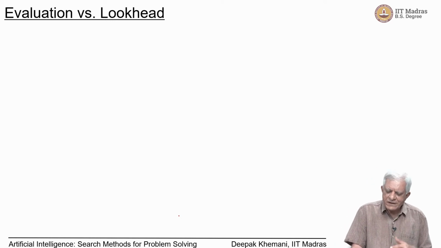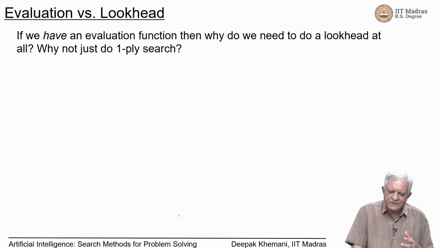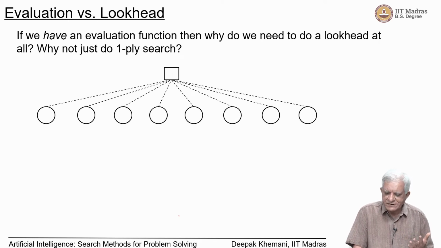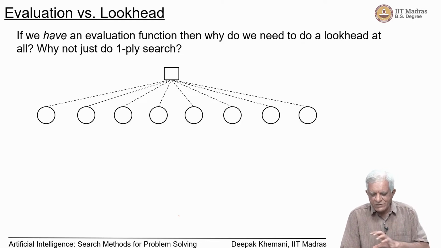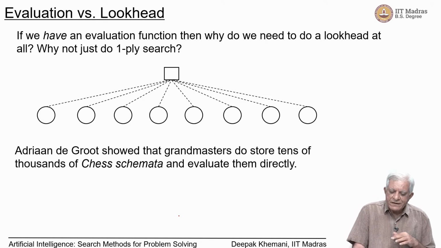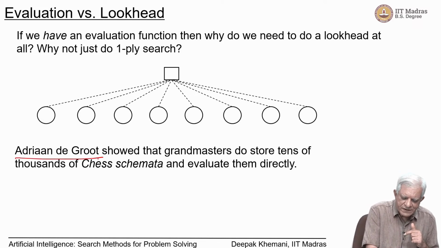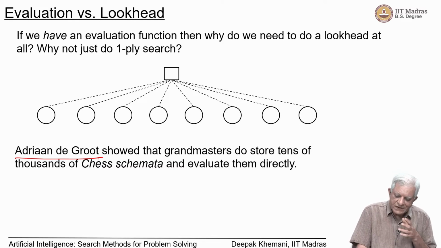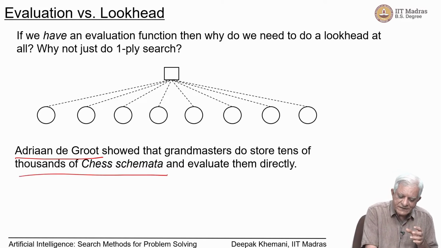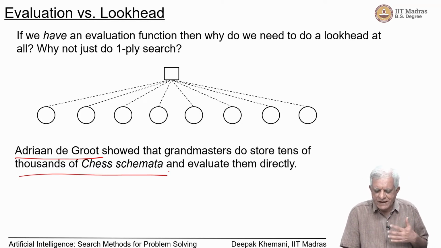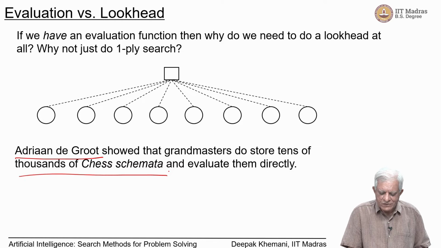So, evaluation versus look ahead, essentially that is the thing that we need to discuss. If you have an evaluation function, then why do we need to look ahead at all? Why not just do one ply search, see what the moves are, evaluate those moves and make the best move essentially? Now, one of these scientists called de Groot showed that grandmasters do store tens of thousands of chess schemata, that they can recognize certain patterns to be good or bad, which is why very often grandmasters can look at a board position and without doing look ahead, they know that this is good and this is not good essentially.